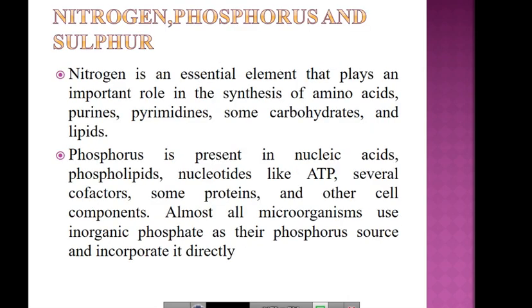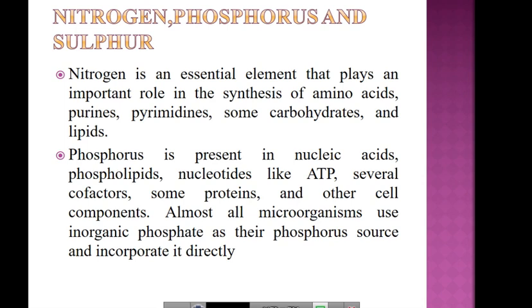Then nitrogen, phosphorus and sulfur are other important macronutrients. Nitrogen is an essential element that plays an important role in the synthesis of amino acids and pyrimidines. We know nitrogen is a major component of proteins, amino acids and nucleic acids. So for the synthesis of proteins, enzymes and DNA, which contains nitrogenous bases, nitrogen is very essential.